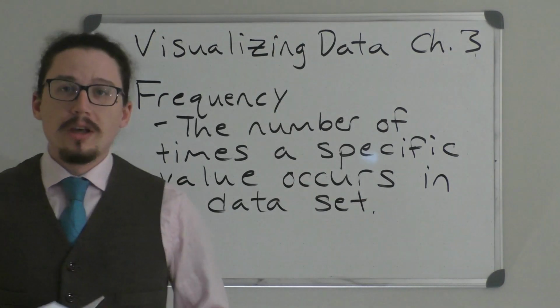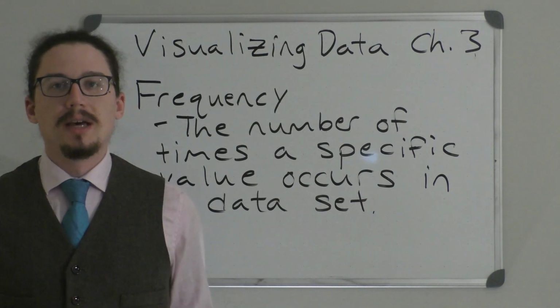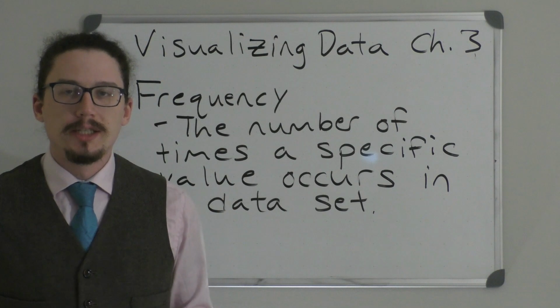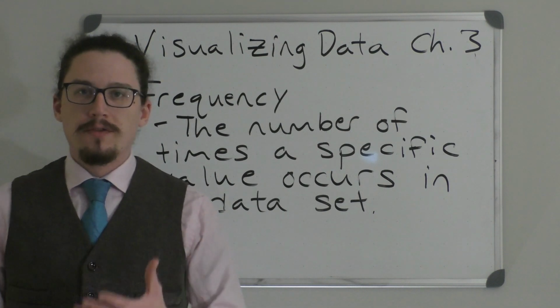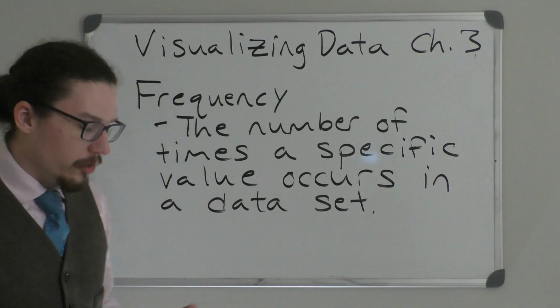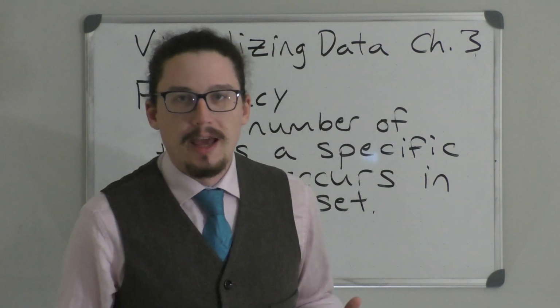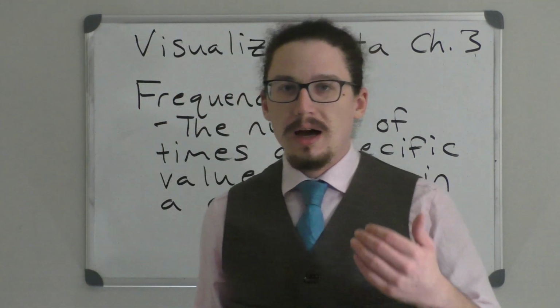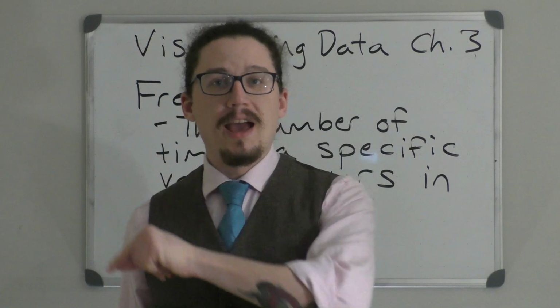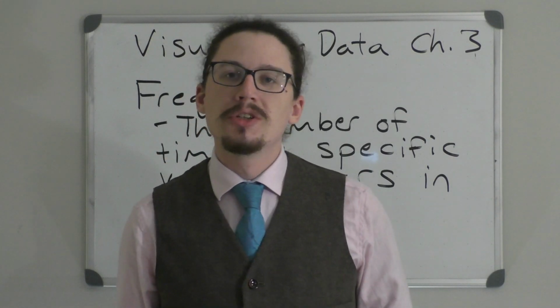So the frequency of some value is simply how many times it occurs in our data set. To find the frequency of some value, we would simply take our data set and, in the most rudimentary way, sit there and count how many times each value shows up.